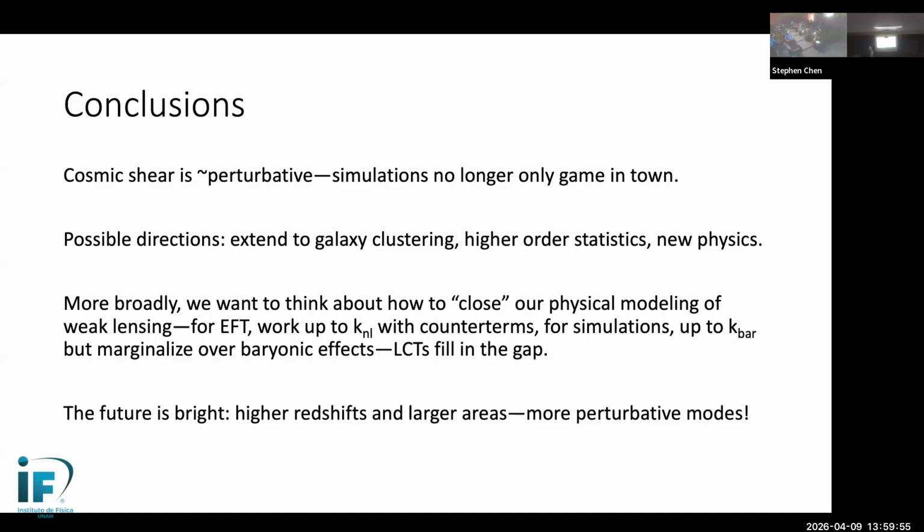And just to close, I want to mention that I think the future for this kind of thing is very bright. Future surveys are going to higher redshifts and larger areas, which means that we'll have access to way more perturbative modes, while the limitation on small scales by baryons remains. So, I hope that is somewhat convincing, and thank you for having me, and I'm happy to take any questions.